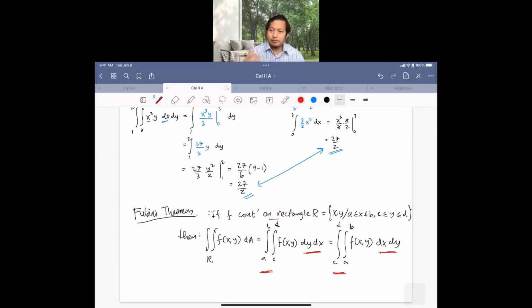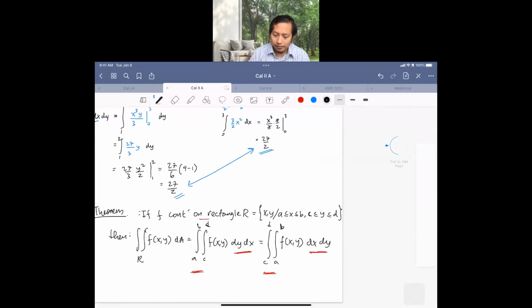Okay, let me write some properties of double integrals. Some of the properties are familiar and you know them well from single integrals. But let me write some of the properties for you. Okay.